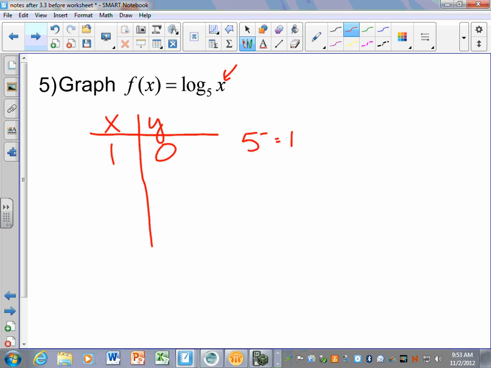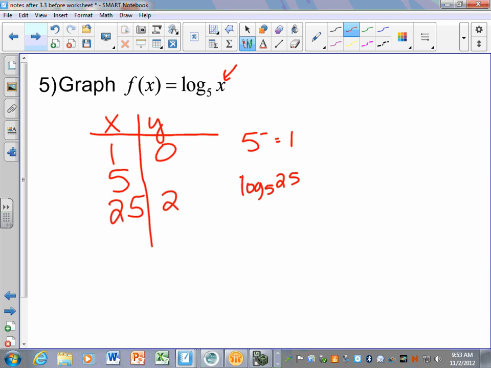Can I pick 2 there? So I said 25, that would work. Kind of a big number, but it would work. 25 is a power of 5. If we wrote this log 5 of 25, that's saying 5 to the what power equals 25. And what's the answer there? 2, right? 5 squared. Is there a number in between 1 and 25 I could pick?